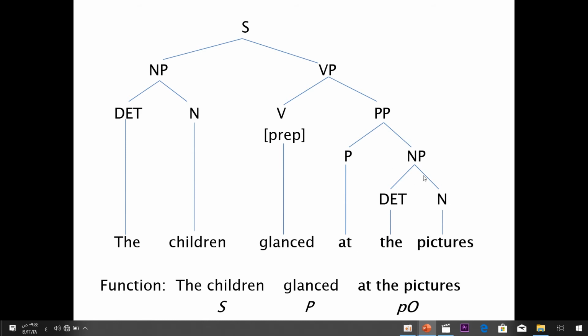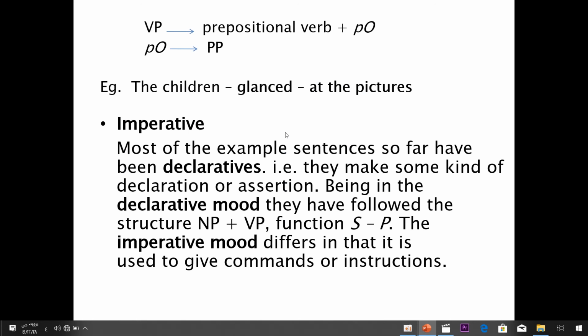So a verb phrase consists of a prepositional verb plus a prepositional object. That is, a preposition and an object of a preposition. If I say Sally is hiding behind the door, behind is a preposition and the door is the object of a preposition. So a prepositional object consists of a prepositional phrase. The children glanced at the pictures, at the pictures. So that is the prepositional phrase, consisting of a preposition and a noun phrase.